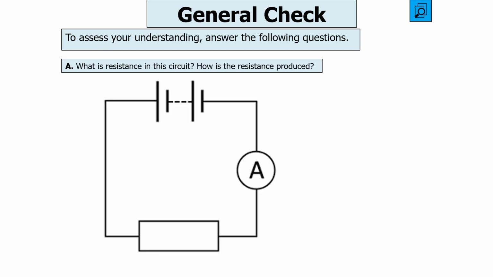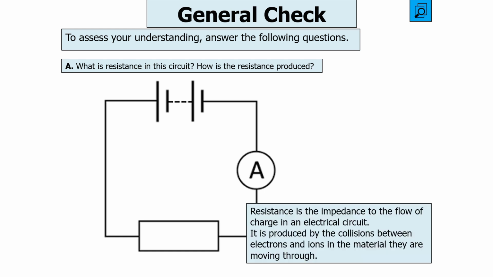The next question says, what is resistance in the circuit and how is resistance produced? So pause the video now, then unpause the video when you want to go through your answer. Right, resistance is the impedance to the flow of charge in an electrical circuit. It's produced by the collisions between electrons and ions in the material that they are moving through.